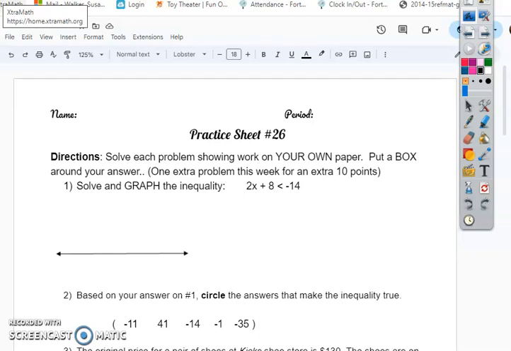Okay, guys, we are working on practice sheet 26. This says, solve and graph the inequality. So here's our inequality, okay? Notice x is on the correct side, and there's not a negative, so I will not flip the symbol.